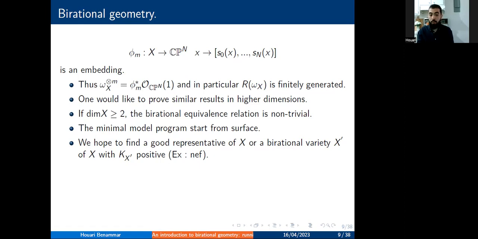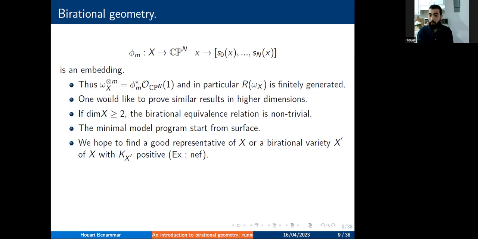So now we would like to prove a similar result in higher dimension. If the dimension of X is bigger than 2, the birational equivalence relation is not trivial. What does this sentence mean? That means exactly we can have two surfaces or varieties of higher dimension which are birational but not isomorphic. Okay, and for curves, this is not the case. Birational curves are always isomorphic. So we can say that the birational equivalence is trivial for curves.